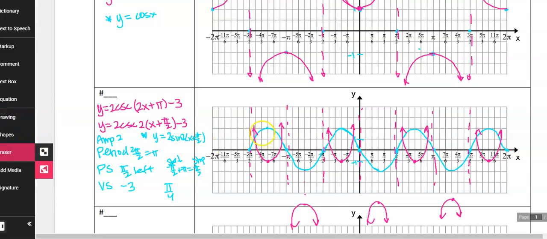So then we can remove this guide graph, and that's our new cosecant graph.